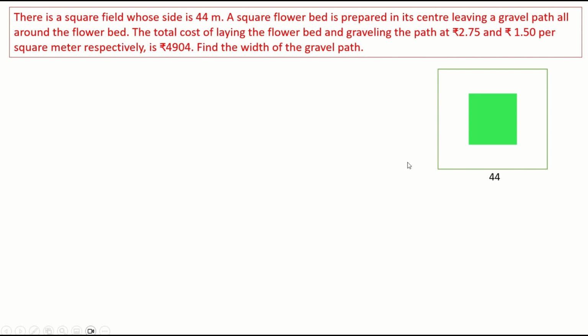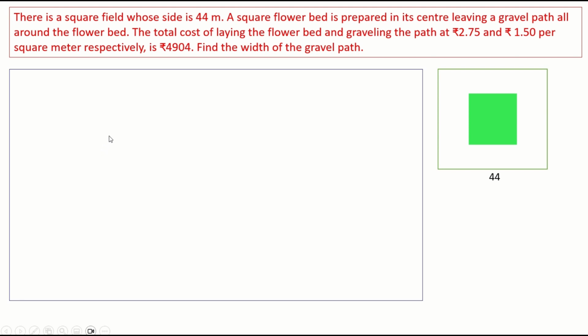Okay. If you draw the picture, this is the square with 44 meter side. Then there is a flower bed. The white color around it is the gravel path. So you find out the total area, then we know the flower bed area, correct? Find out the flower bed area, and then you will find the gravel path area also.